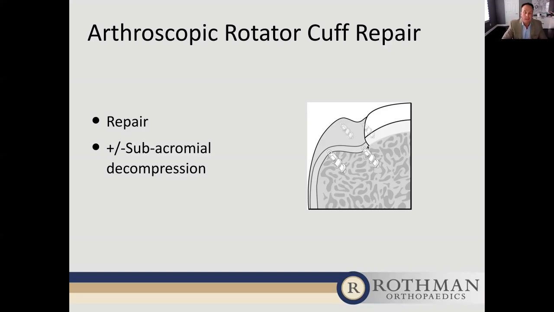and that's our repair. We will usually do a subacromial decompression if there's a bone spur, because that usually contributes to part of the tearing. And then we will address the biceps tendon sometimes as well, and I'll show you that next.